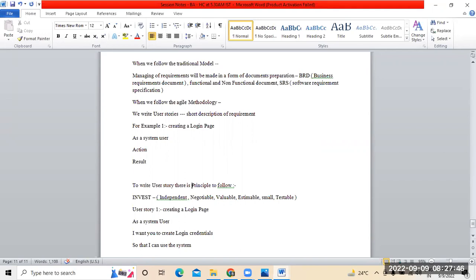So here, if you see, as a system user, what was the result? The system user is expecting that I want to use the system. This is the result the system user is expecting. So for that, what is the system user expecting you to do? I want you to create login credentials. This is the action the development team needs to perform.